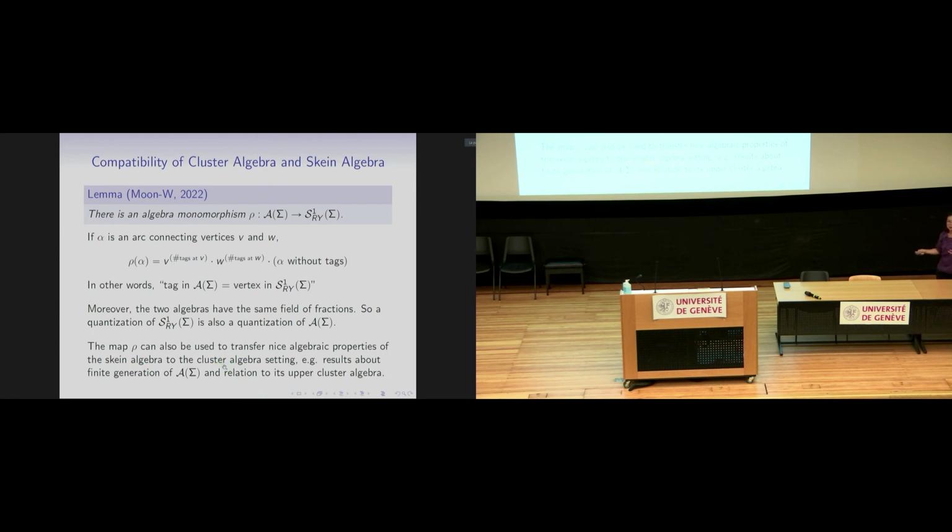So in this work, we're using the cluster algebra, which has nice algebraic properties, to get nice algebraic properties of the Skein algebra. But again, I shouldn't say too much about this, you can also go in the other direction, that the Skein algebra has nice algebraic properties. For example, it's finitely generated. We know presentations of them for some small surfaces, and maybe you can port that back into the cluster algebra world.